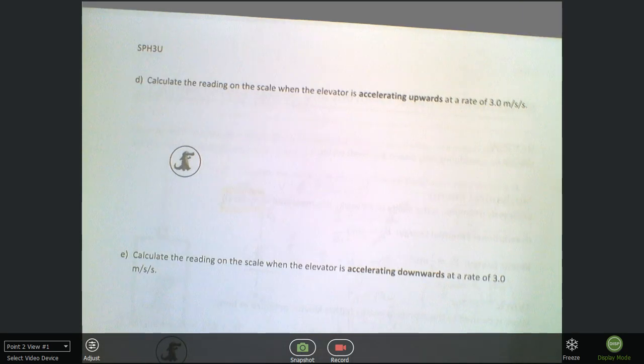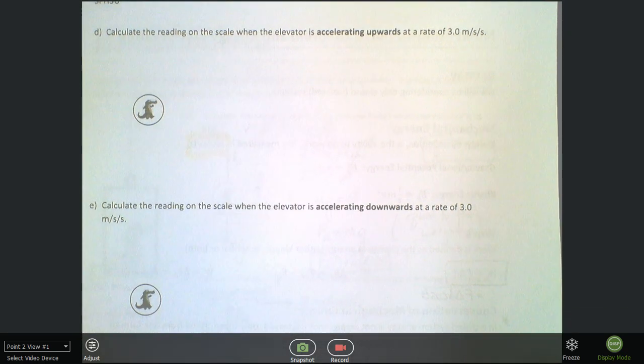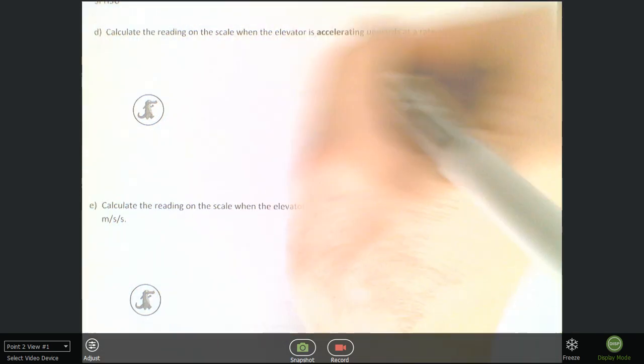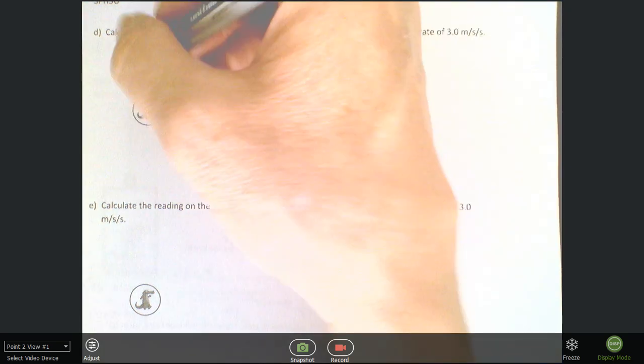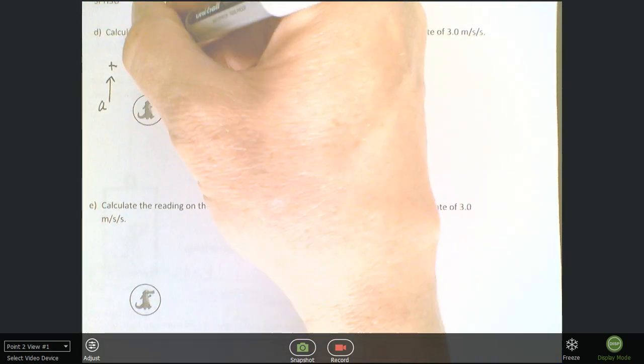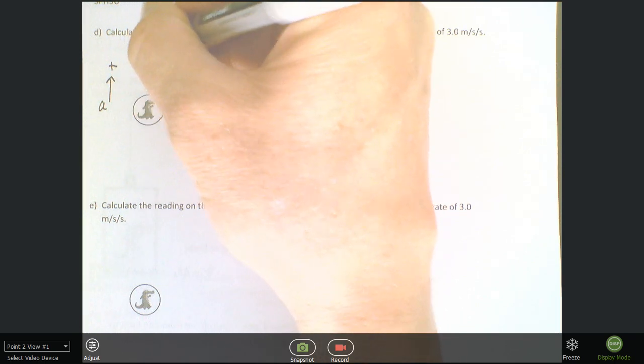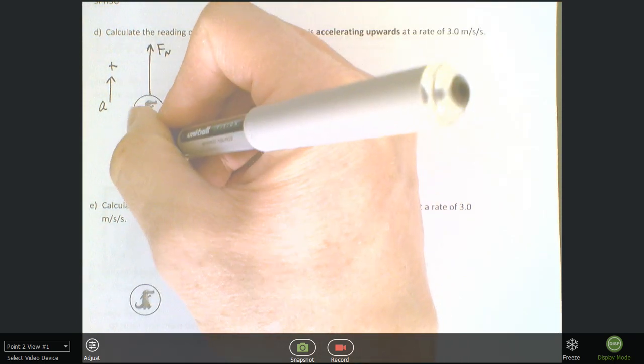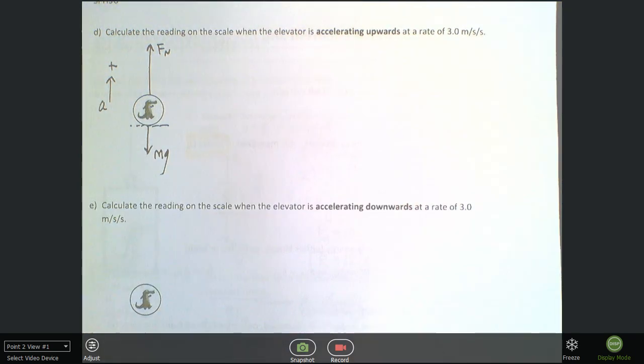Okay, so let's take a look at the next one, D. In this one, calculate the reading on the scale when the elevator is accelerating upwards at a rate of 3 meters per second. So now there's acceleration. In fact, it's accelerating upwards. So we make that direction positive. That means that the normal force must be larger than the weight. Otherwise, you're not going to accelerate.